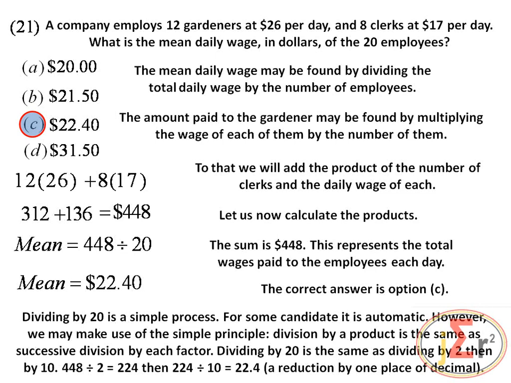448 divided by 2 is 224. Very easy on this occasion because each digit is a multiple of 2. So we know 2 into 4, 2, 2 into 4, 2, and 2 into 8, 4. That's very simple. After dividing by 2, we will then divide 224 by 10, which is equal to 22.4. And that is as simple as reducing by 1 place of decimal.